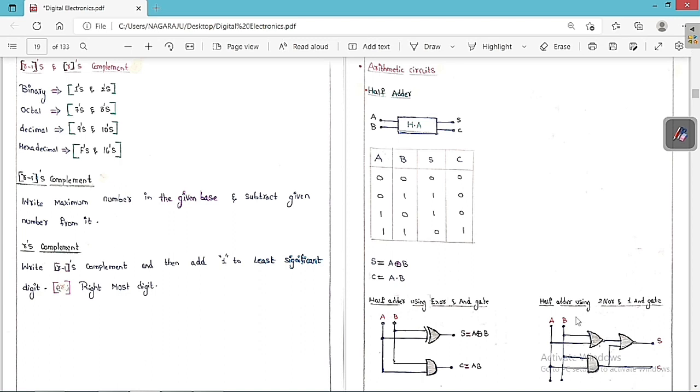Now suppose you want to build the half adder using 2 NOR gates and one AND gate, how are we going to choose? Then you can see clearly, this is the way that we have to build it. So 2 NOR gates you have to keep.